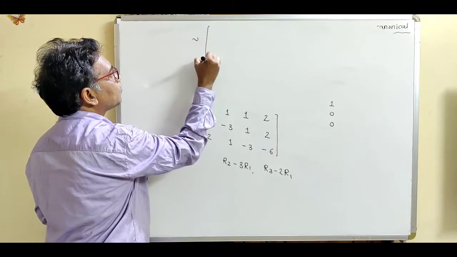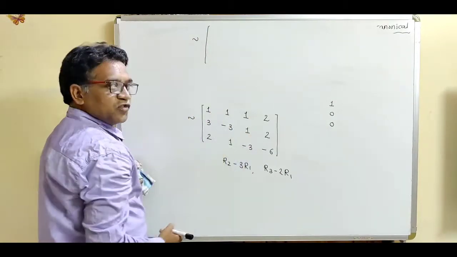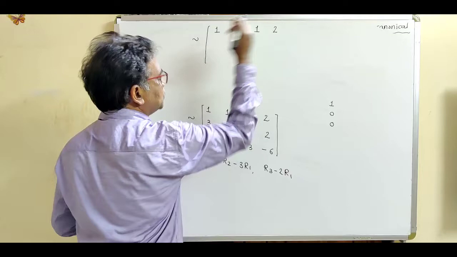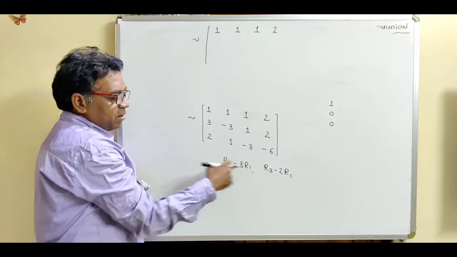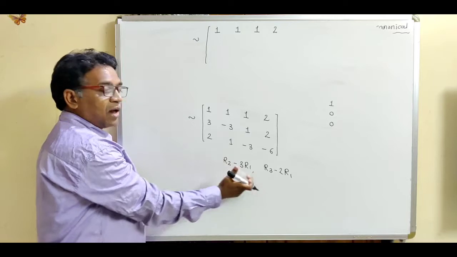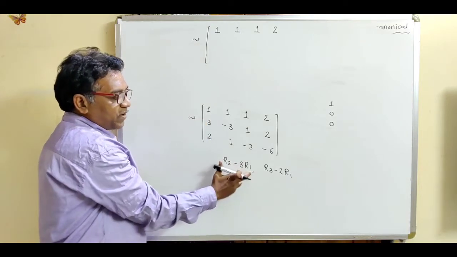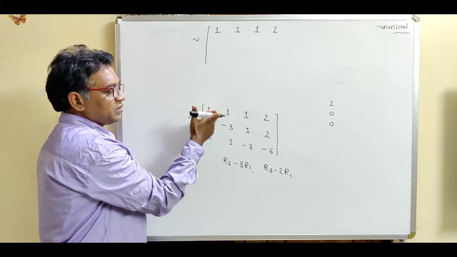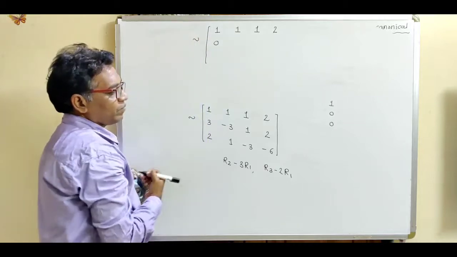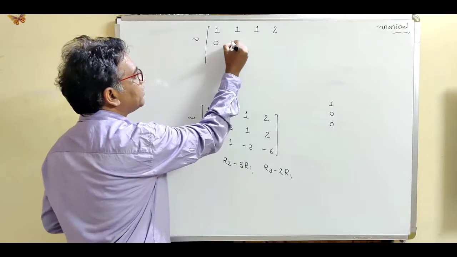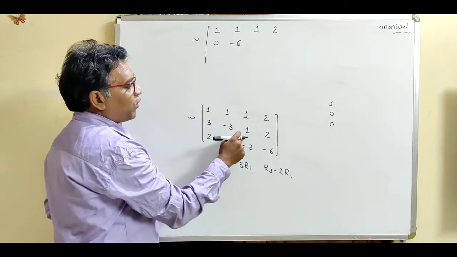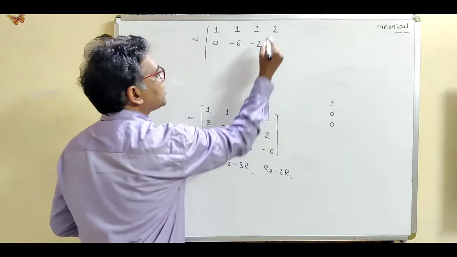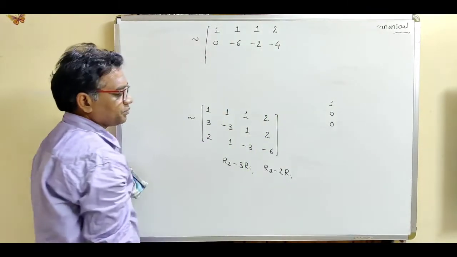So write down the equivalent matrix. So we get, now write down this first row as it is: 1, 1, 1, 2. Now use this elementary operation R2 minus 3R1. Multiply first row by 3 and just take the subtraction. So 3 minus 3, this is 0. Minus 3 minus 3, which is minus 6. 1 minus 3, so this is minus 2. 2 minus 6, so this is minus 4.